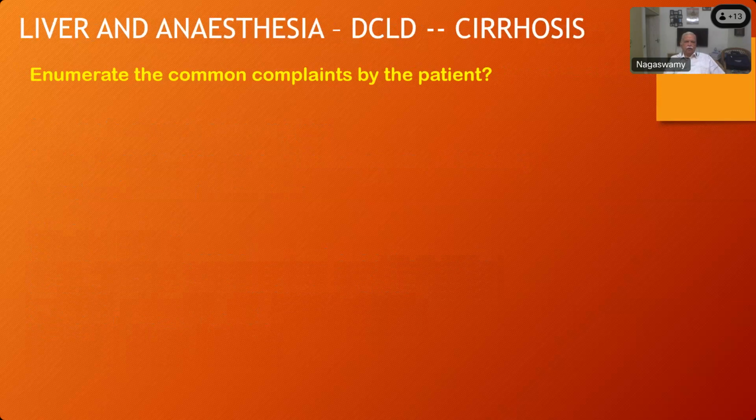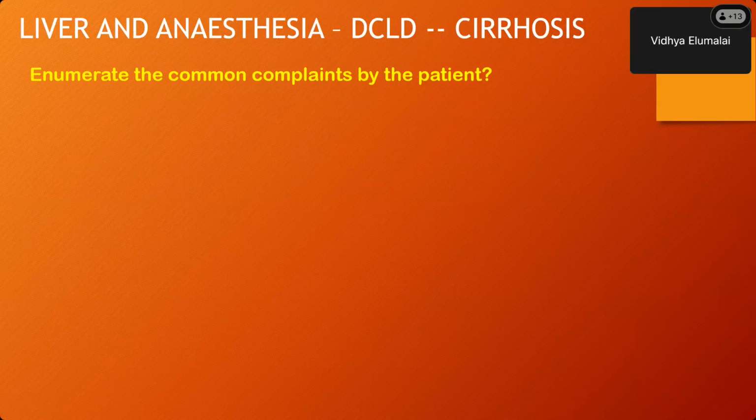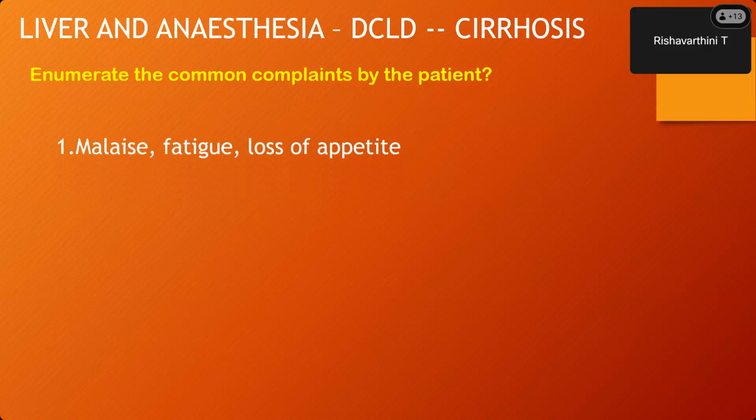Now, what will be the common complaints the patient will tell you if he has cirrhosis or a liver disease? Yellowish discoloration of eyes and urine, jaundice. Yes, that is the most common presentation. Fatigue, jaundice, itching, abdominal distension, malaise, fatigue, and loss of appetite. Okay, this will be the first and foremost problem or common complaint.